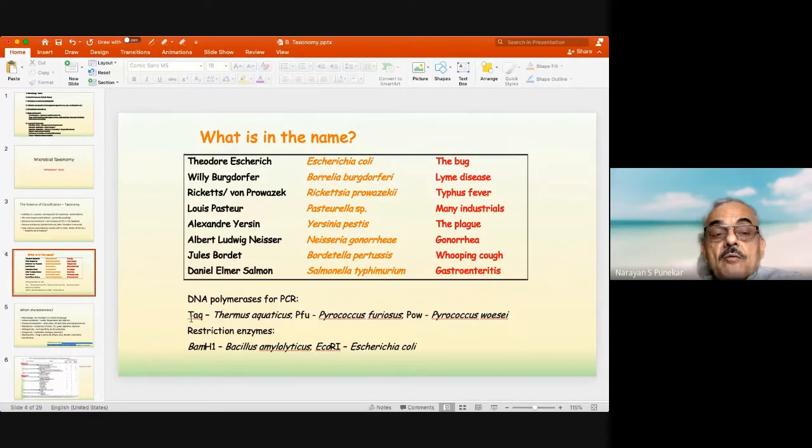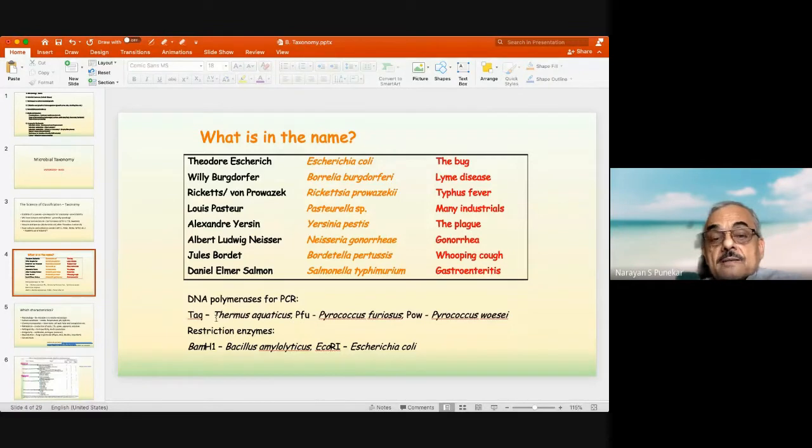So this is another way of naming enzymes, which come from these organisms. Taq is nothing but a DNA polymerase from Thermus aquaticus. It's a thermophilic bacterium, and right now I will just mention that it is an archaebacteria, but we'll come to that later. For now, just understand this bacterium is Thermus aquaticus.